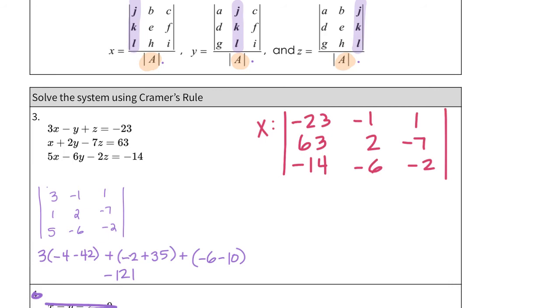Okay, so what we want to do is find the determinant of this now. Same pattern. Start with the top number times the determinant of the bottom square. So that'll be -23 times -4 minus 42, minus the middle number times the determinant of this little 2x2. Minus a negative will turn into a plus sign. And this would be -126 minus 98.